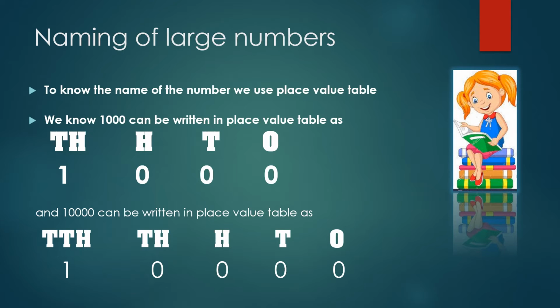Similarly, for 10,000, if we write it in a place value table, then in the table we have 0 ones, 0 tens, 0 hundreds, 0 thousands and 1 in the 10,000s place. So it helps us to know the name as 10,000.